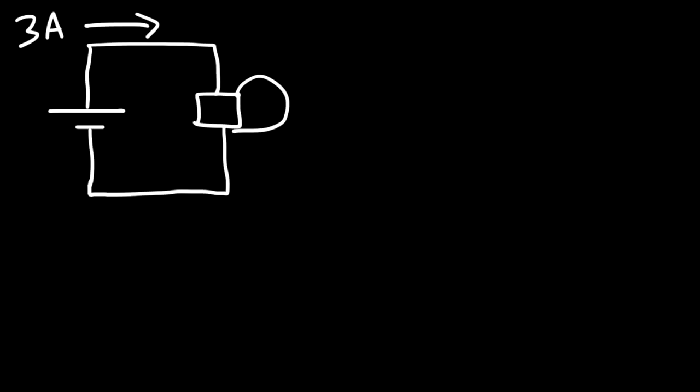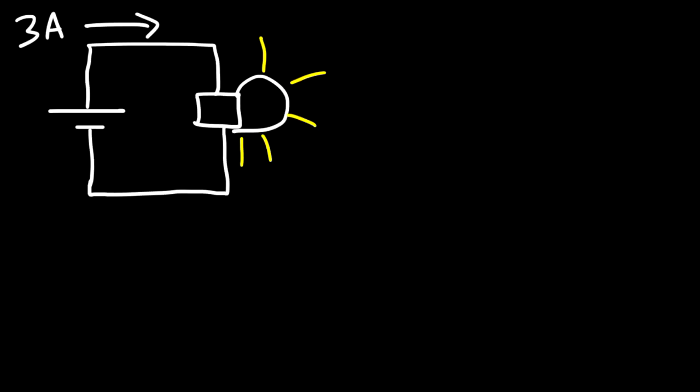So here's a problem for you. Let's say if we have a battery and it's connected across a light bulb. And let's say an average of 3 amps of current flows in a circuit to light up this light bulb.